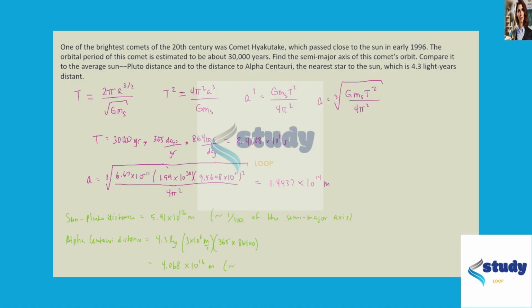Or in other words, looking at the powers of 10, that is about 100 times the semi-major axis. Or we could say that the semi-major axis is about 1/100th of the distance. We have 2 orders of magnitude difference, however you like to phrase it.